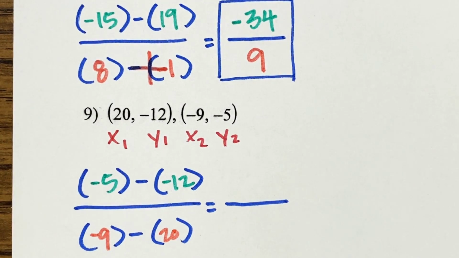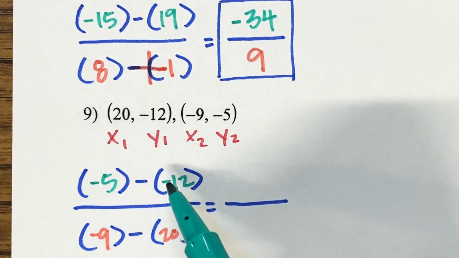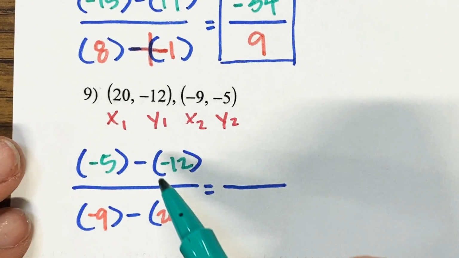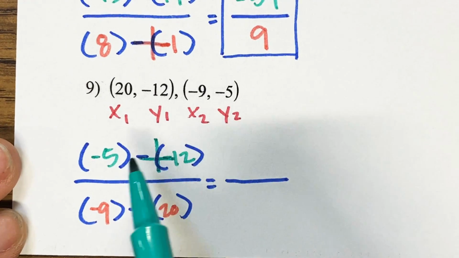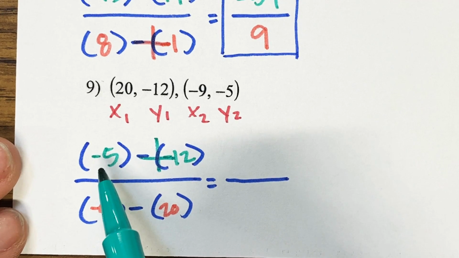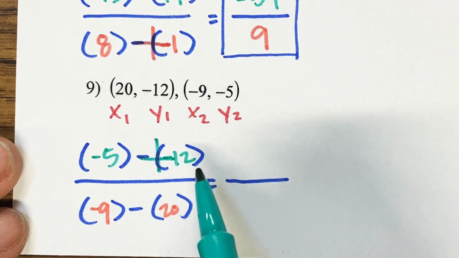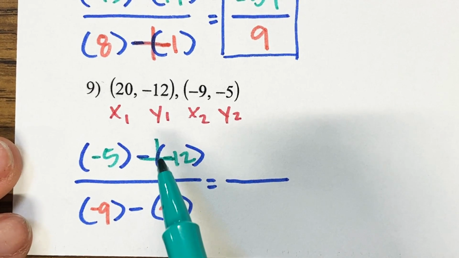Let's solve for the top. We got negative 5 minus 12, or minus a negative 12. What do these double negatives right next to each other turn into? Positive. So we have negative 5 plus 12. So we're getting into the positives.